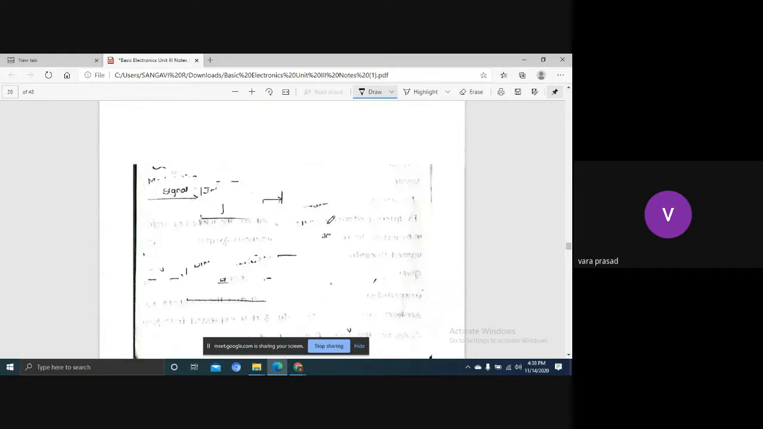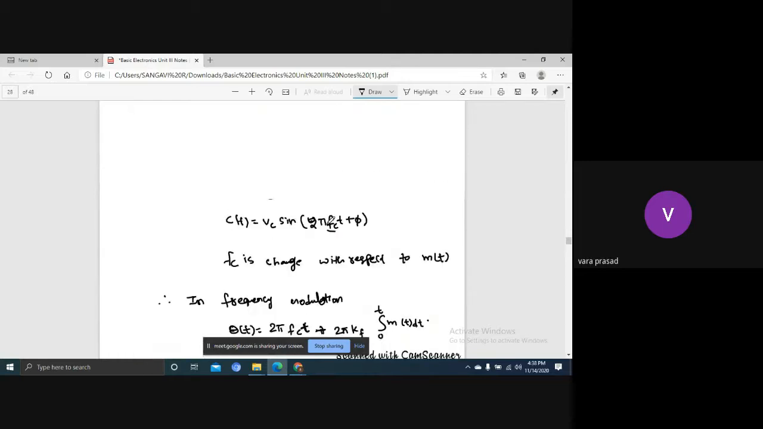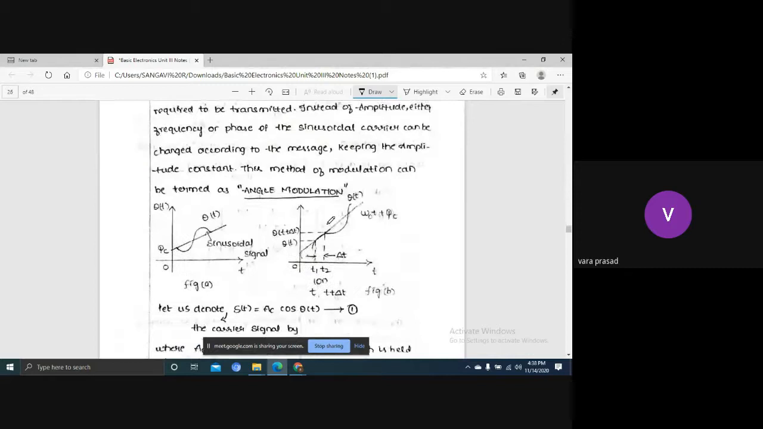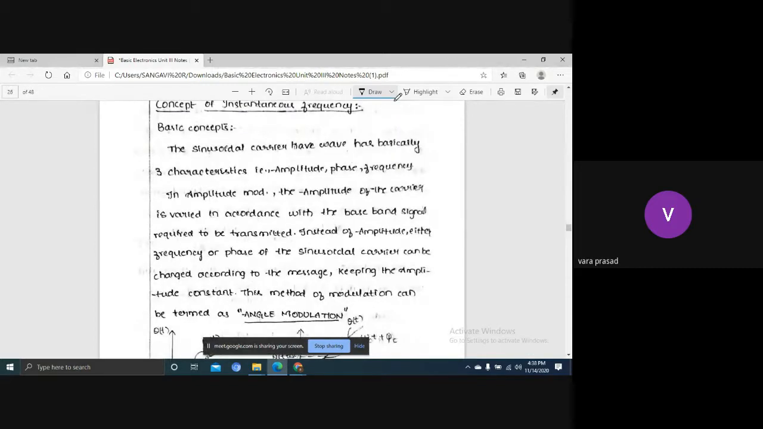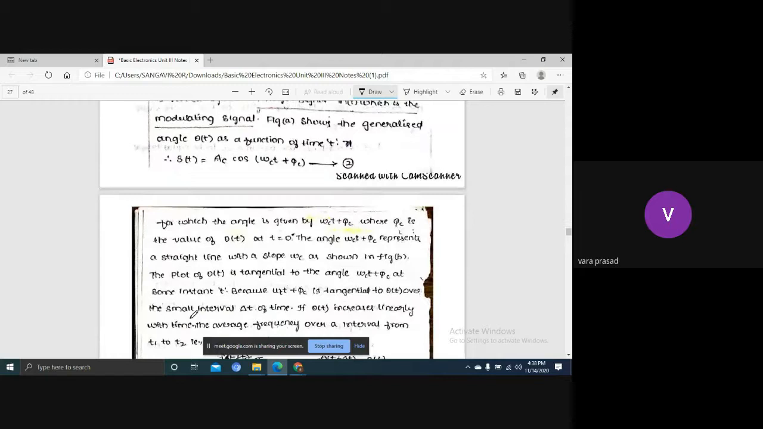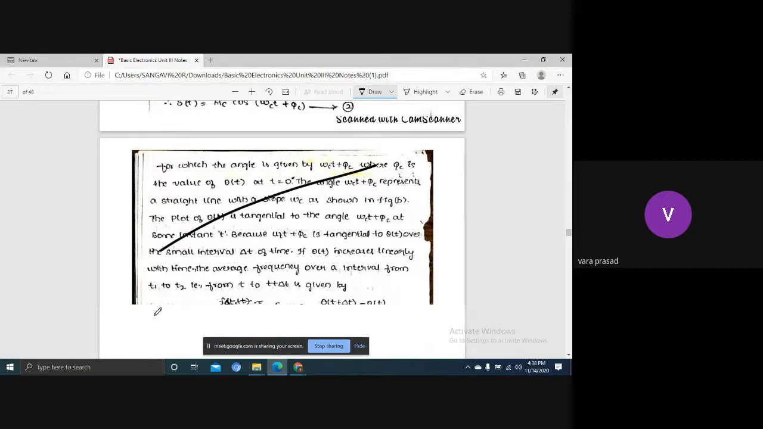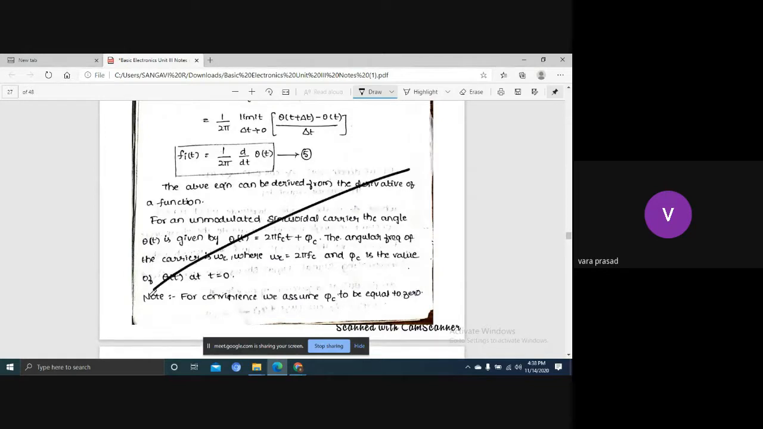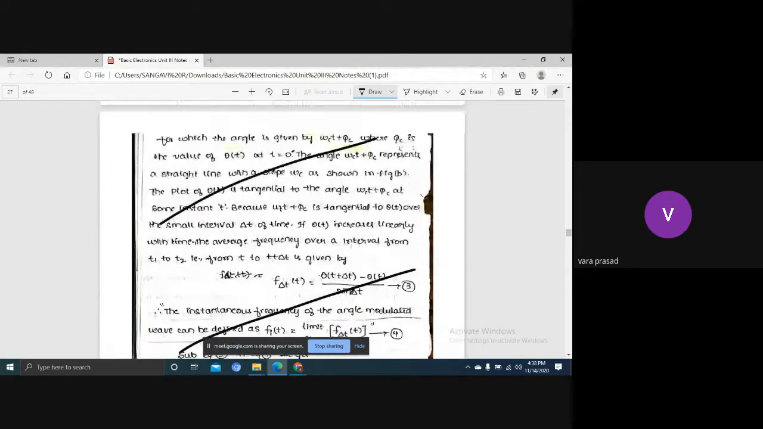Okay, see here, this is one topic, frequency modulation. Second one is amplitude modulation. These all we don't want. See, these all you don't even need to study. Okay, these 5 topics you can study well.